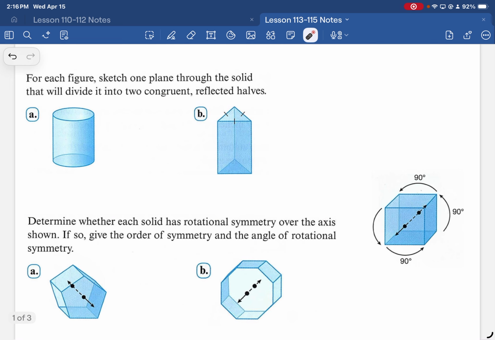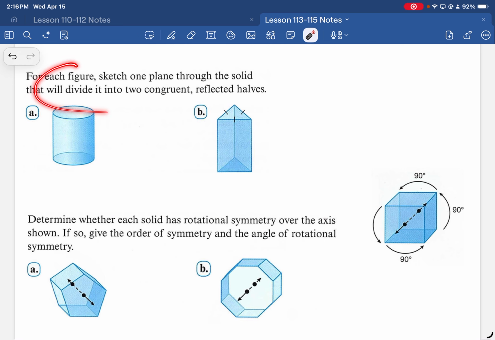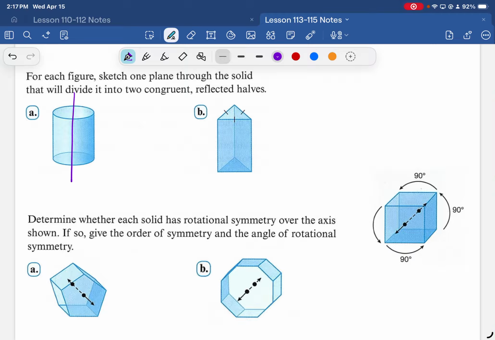All right, so for this first example, it says, for each figure, sketch one plane through the solid, so these two right here, that will divide it into two congruent reflected halves. So do that for me. Draw a line through each of those shapes, those figures, that will divide it into two equal halves. Okay, so you might have drawn something like this, or you could have gone horizontally as well.